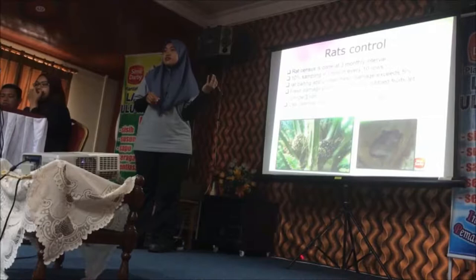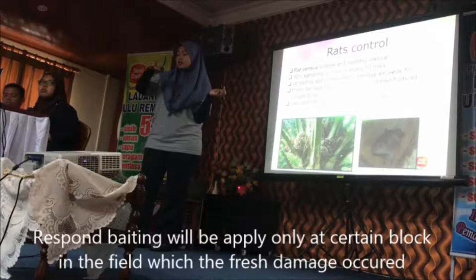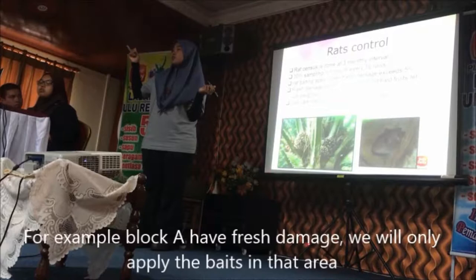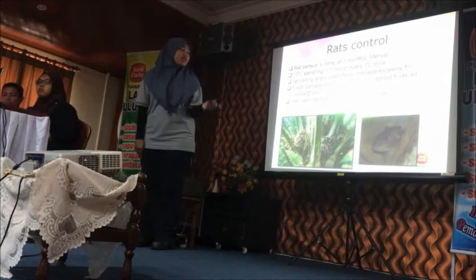Jadi dua sebenarnya untuk control. Pertama calendar baiting, kedua respond baiting. Respond baiting ni kita apply bait apabila certain kawasan dia yang kena. Itu kita buat respon. Maksudnya contoh kita pergi field A, tiba-tiba kat sana ada kena apa? Teruk kat sana lah, kena fresh damage. So kita apply kat sana saja. Kawasan yang tepi tu tak payah. Kalau calendar baiting kita apply semua.